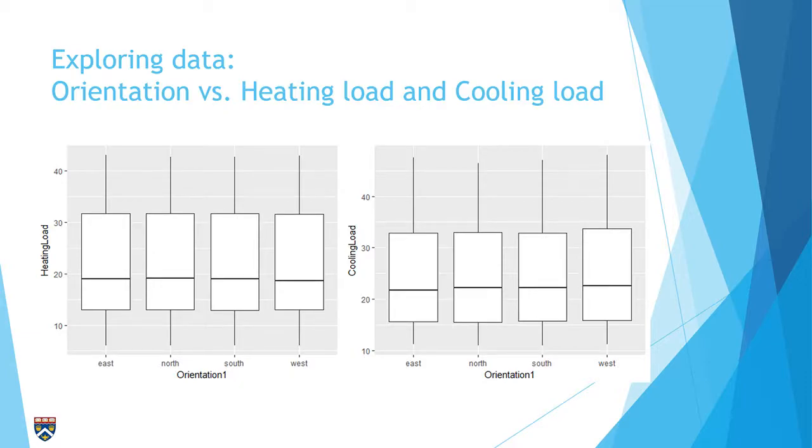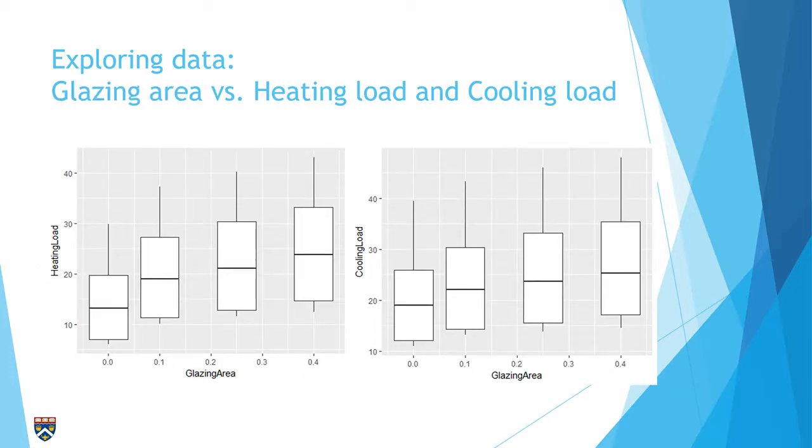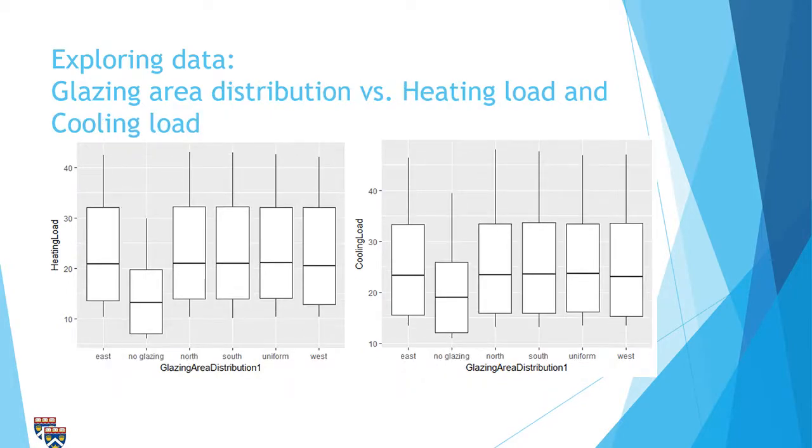Now in terms of the orientation versus heating load and cooling load, you see that orientation doesn't really affect the data. Regardless of the direction of your building, the heating load and cooling load stay the same. Now for the glazing area, you will see that the more we glaze, the worse the heating load and cooling load. We try, like I said, to get the minimum value, and as you see, the more glazing area, the more heating and cooling we have to consume. And this is the glazing area distribution, and you've noticed that without glazing has the best value, the lowest heating load and cooling load value.